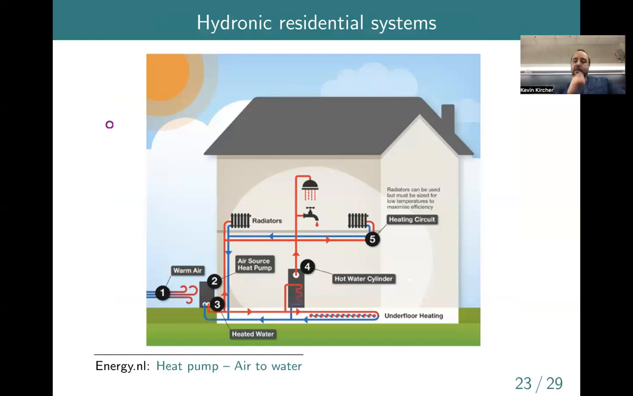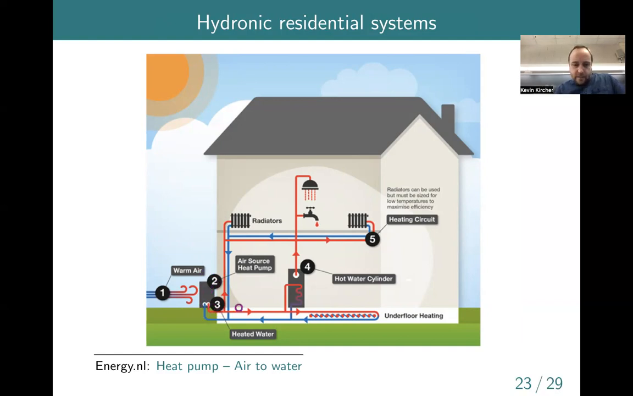So some houses in the US, I think maybe around a third of single family homes, have what are called hydronic or water-based distribution systems. So here, rather than blowing air around, you pump water around. Here again, we have an outdoor unit. It's a little hard to see, but this thing here, labeled number 2, would be the compressor, and then one of the heat exchangers for the heat pump cycle.